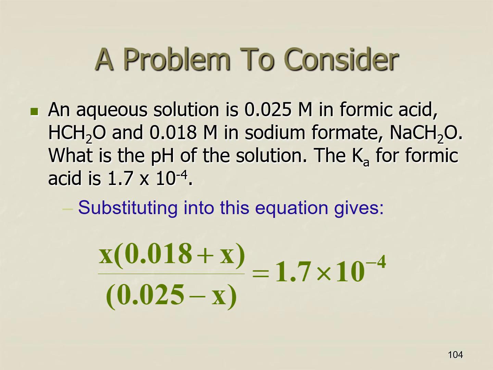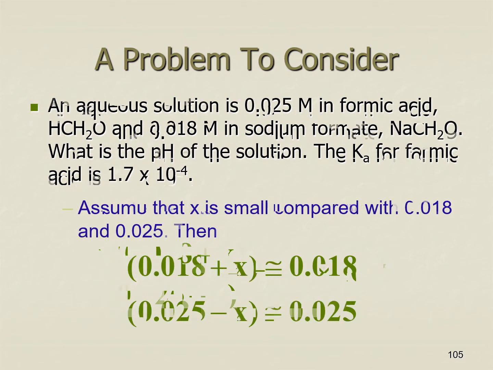We can say x is negligible compared to 0.025. Well, if it's negligible compared to 0.025, it's also negligible compared to 0.018. So we can also cross off the plus x on the top. Now, of course, we can't cross it off when multiplying, because multiplying by a small number has huge effects, but subtracting or adding a small number doesn't. So we can ignore the plus x and the minus x.